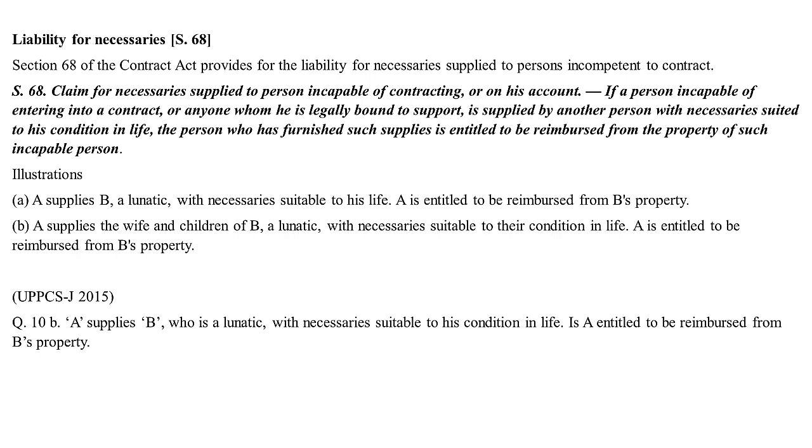Now, I'm going to talk about something interesting over here. In UPPCJ 2015, a mains question, that is question 10B, said: A supplies B, who is a lunatic, with necessaries suitable to his condition in life. Is A entitled to be reimbursed from B's property? So does this ring a bell? Because it is exactly the same question. The present problem is a replica of illustration B of section 68. And thus A in this problem is entitled to be reimbursed from B's property.